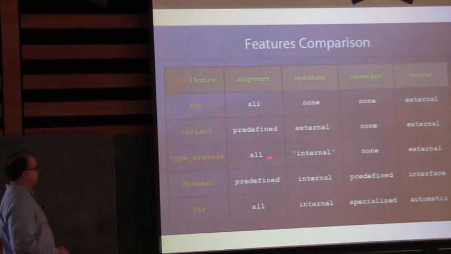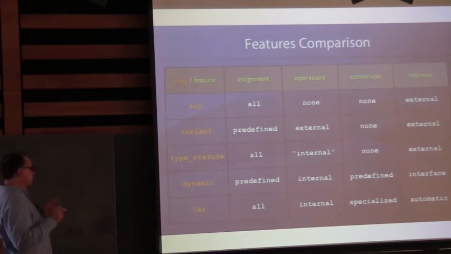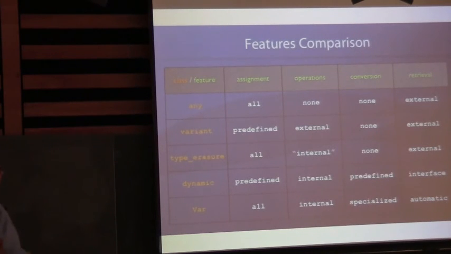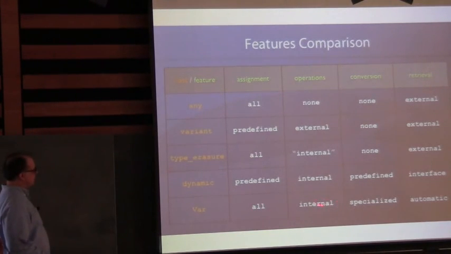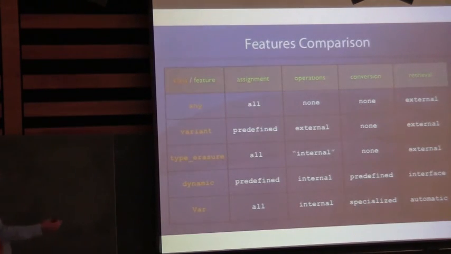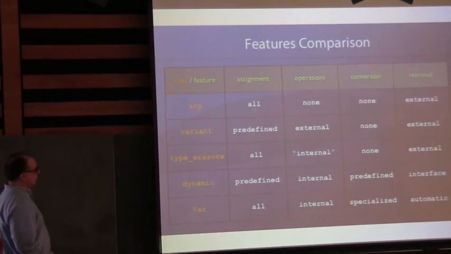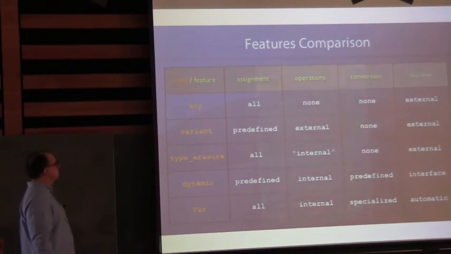Type erasure, you can assign anything to it. Operations are sort of internalized, at least they appear such. There is no built-in conversion. Retrieval is also externalized. Dynamic has predefined types. Operations are built in, they're internal. Conversion, just the predefined conversions, and then the retrieval, there's an interface of the class that gives facilities for retrieval of the value. Dynamic var will take any value, it has internal operations. Conversion is basically the specializations of conversions for types, so it's sort of built in. Retrieval is pretty much automatic.